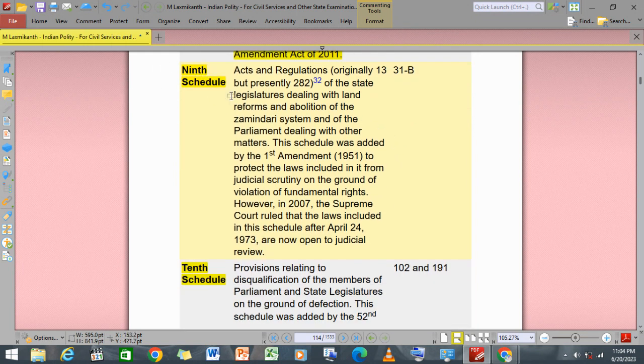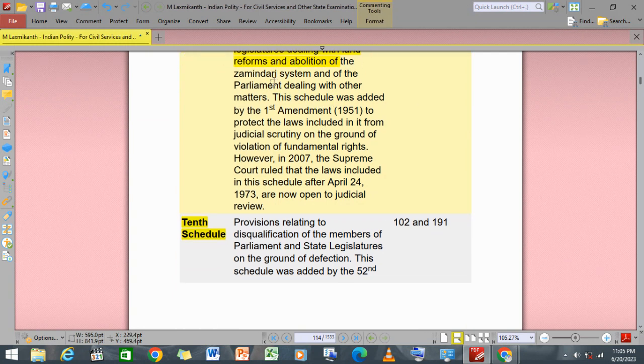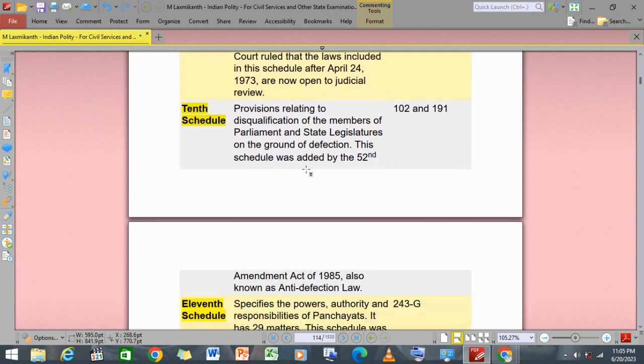Right? We have the ninth schedule, Acts and Regulations, originally Articles 31A and 31B, and state legislation on the abolition of the zamindari system. This schedule was added by the First Amendment of 1951 to protect the laws included in it from judicial scrutiny on the ground of violation of fundamental rights.